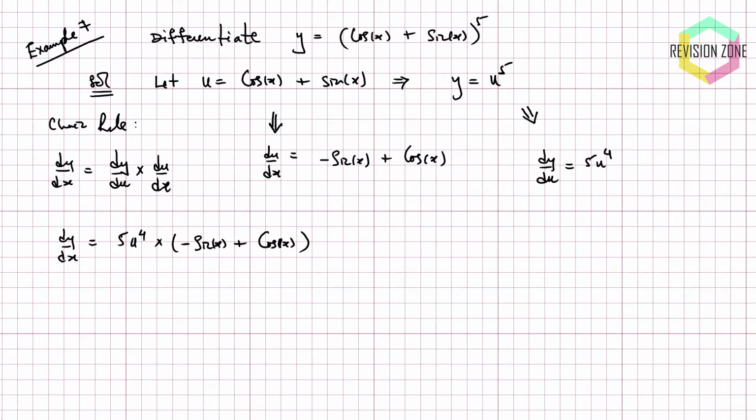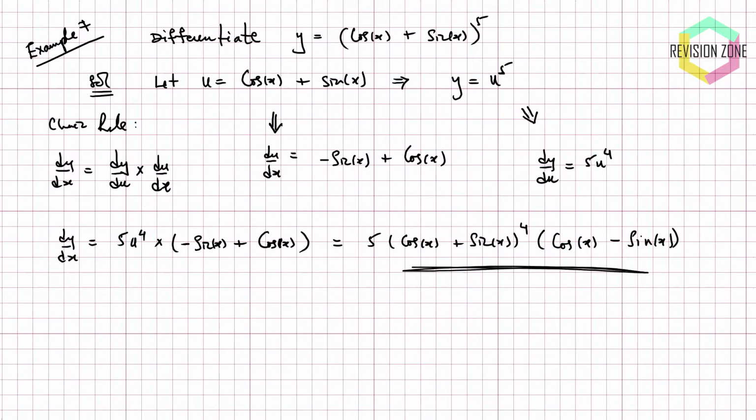So I say minus sine x plus cos x. Obviously, as per the convention, we want to write down the answer only in terms of x. So we want to replace u with terms of x, but we know what the relationship between u and x is. So we go back and say it's going to be 5 times the cos of x plus the sine of x all to the power 4 multiplied by, well, let's just tidy this up, swap the cos and sine around just to make it easier. So we have a positive term first: cos of x minus sine of x. And again, we've worked out a derivative which otherwise would have been quite hard to work out.